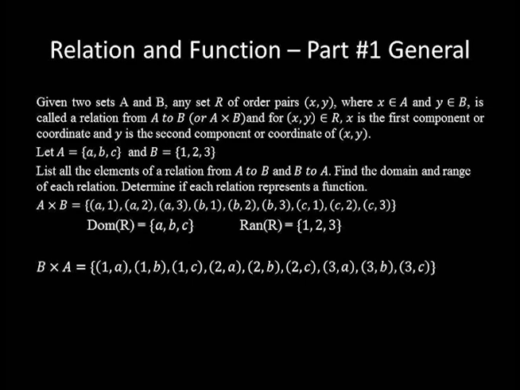Domain of relation equal to set B because we form the relation from B to A, and range of relation equal to set A. Each of the x values in the ordered pairs is repeated 3 times, so this relation doesn't represent a function, or this relation is not a function.